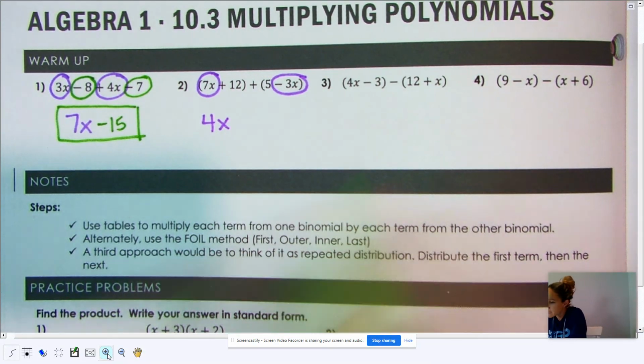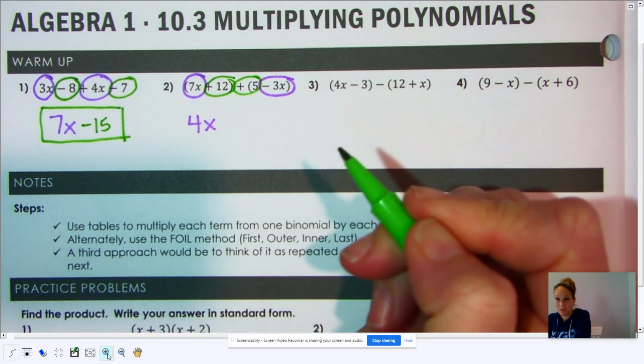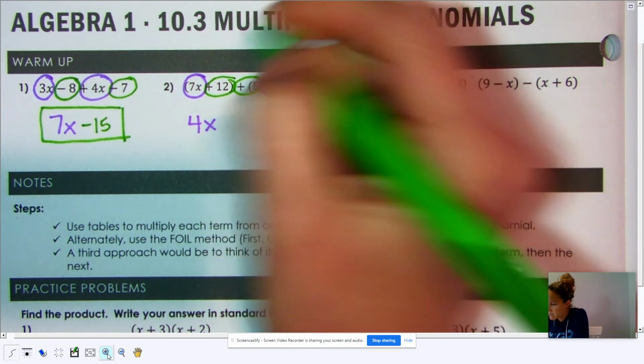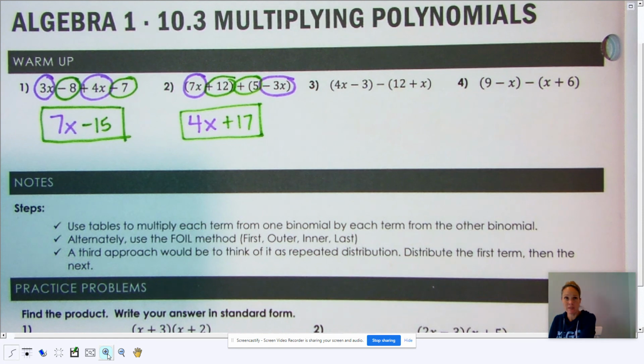Then I'm going to look at my regular numbers. I have 12 and 5. And those are both positive, so I just add them up. So 12 plus 5 is 17. And so that is my answer, 4x plus 17.